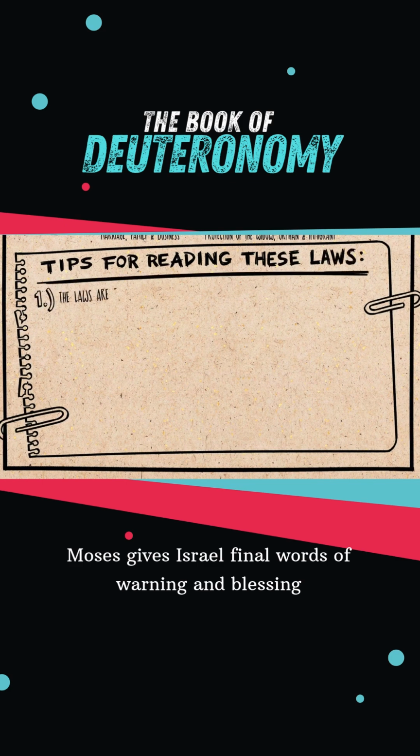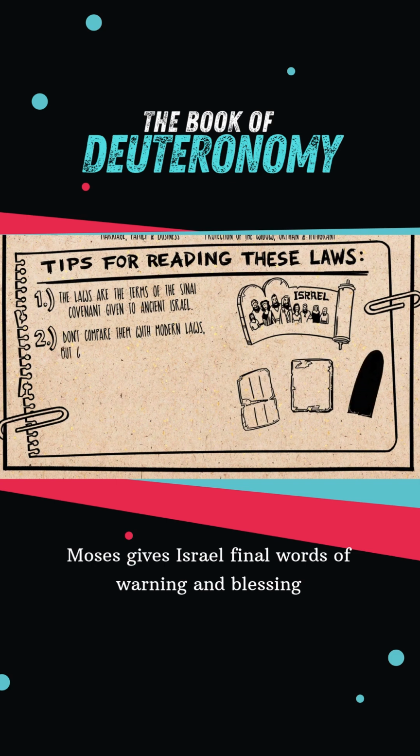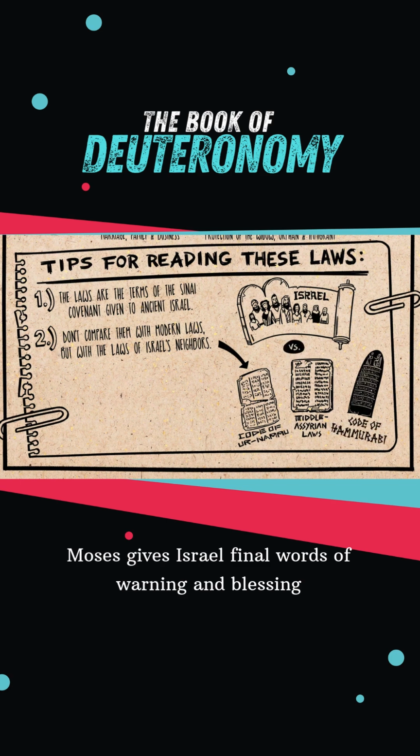Remember, first of all, these are the terms of the Sinai covenant given specifically to ancient Israel, living in a culture that's very different from yours. And so it's not going to be helpful to compare these laws with modern laws from a very different culture. Rather, these were given to set Israel apart. And so we need to compare these laws with those of Israel's neighbors, like in Assyria or Babylon. And when you do that, all of a sudden laws that seemed harsh or bizarre become much more clear. You see that God is pushing Israel to a higher level of justice than was ever known before.